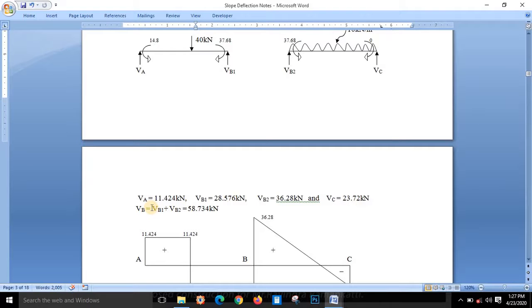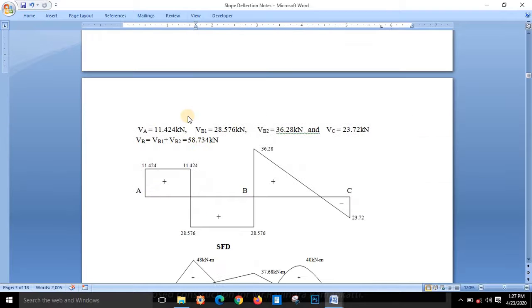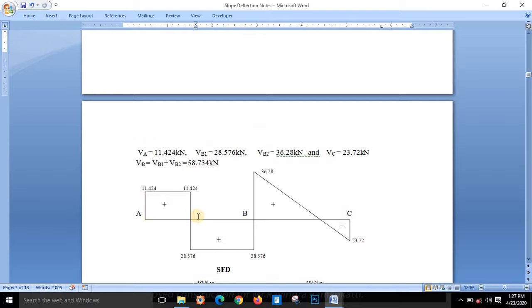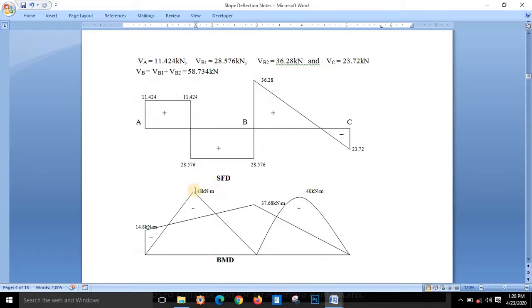So I know the total vertical reaction at point B will be equal to VB1 plus VB2. After that I am going to draw the shear force diagram. You can see at point A, at the point where the point load is acting, at point B and at point C, I am going to calculate and draw the shear force diagram. After that I can draw the bending moment diagram easily. I have to draw the final moment diagram. The bending moment diagram is a combination of the final moment diagram plus the free moment diagram.